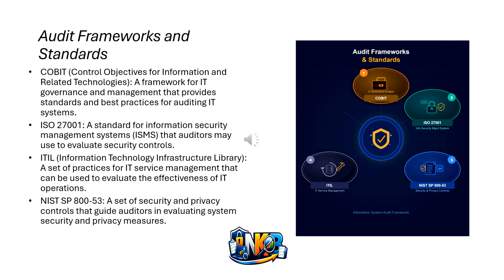ITIL, Information Technology Infrastructure Library, is a collection of best practices for IT service management. It helps auditors assess the effectiveness and efficiency of IT operations and service delivery. Then there is NIST SP 800-53, a catalog of security and privacy controls developed by the US National Institute of Standards and Technology. It guides auditors in evaluating system security and privacy measures in detail. Together, these frameworks and standards act as a rule book for auditing practices, ensuring that audits are not just procedural but also credible and globally recognized.